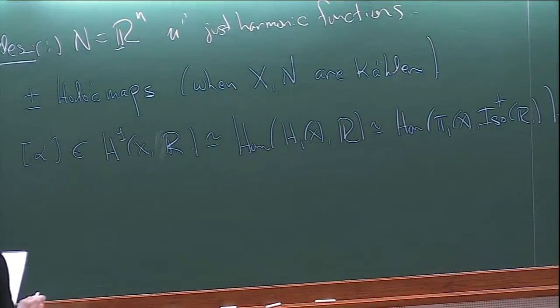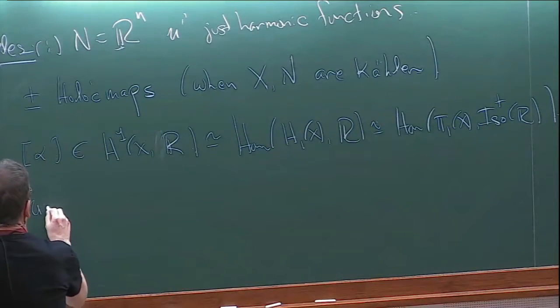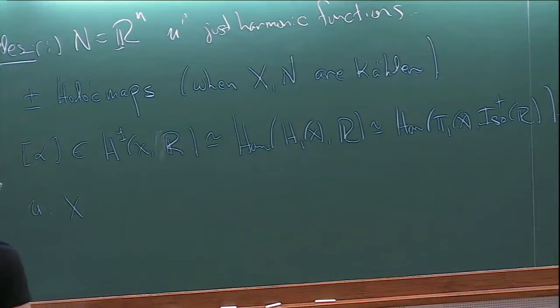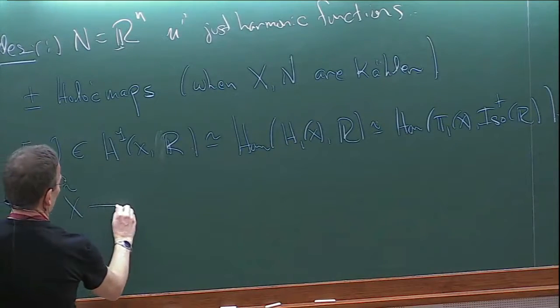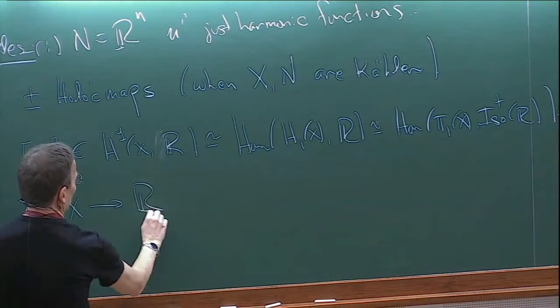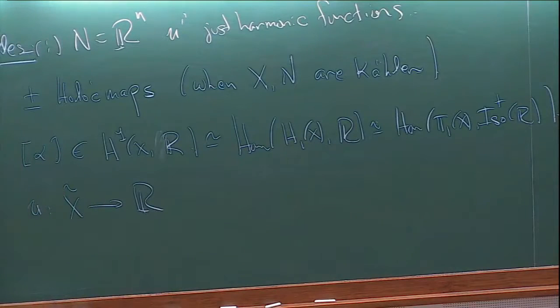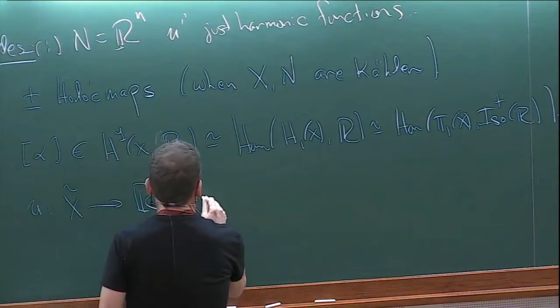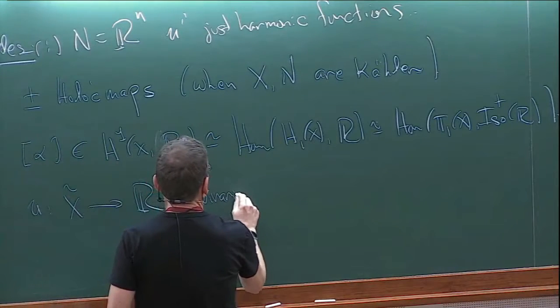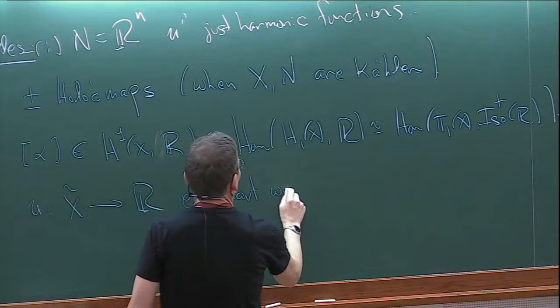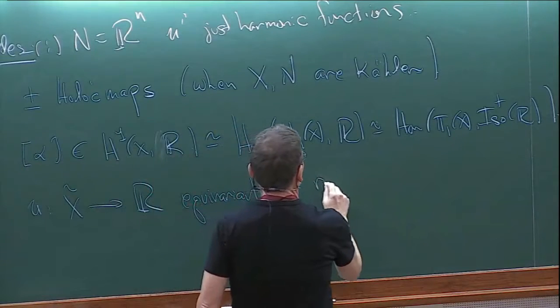All right. So here, what I'm going to look for is not a harmonic map from X, but a harmonic map from the universal cover of X that's equivariant with respect to the representation.